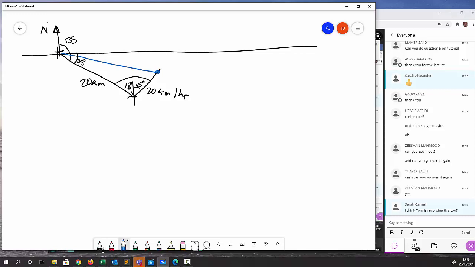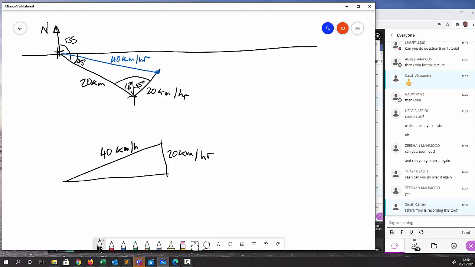So they're going at 20 kilometers an hour. You have got a fancy boat. You're going at 40 kilometers per hour. Okay, so now just looking, let's take that triangle out of here. So we've got a triangle now that looks like this. We don't know this distance, but we do know that this is 20 km per hour, and we know this is 40 km per hour.